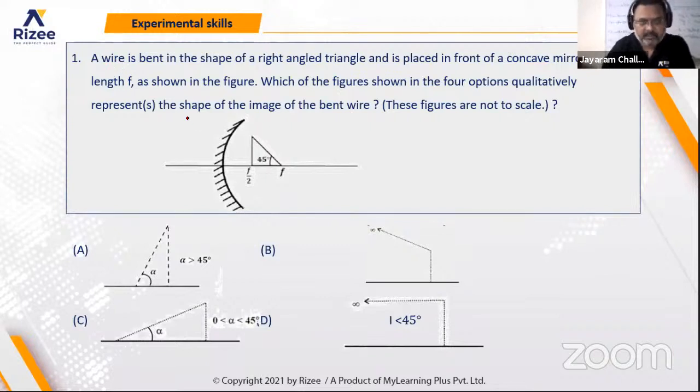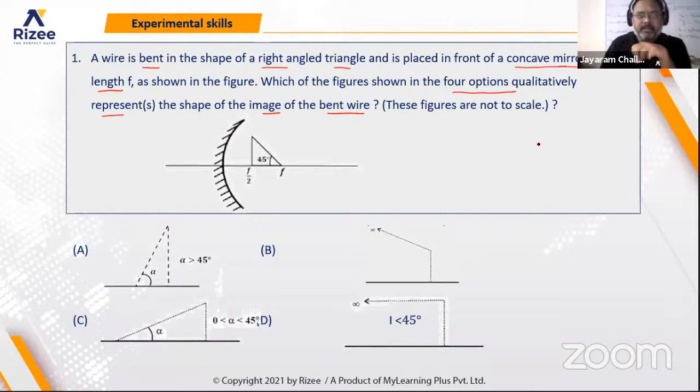Please don't be in a hurry in reading the question. Try to understand the question. A wire is bent in the form of a right angle triangle. It is placed in front of a concave mirror whose focal length is f. Which of the following four options qualitatively represents the shape of the image of the bent wire?